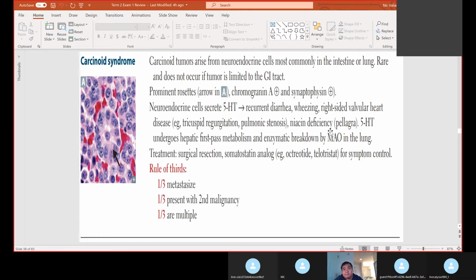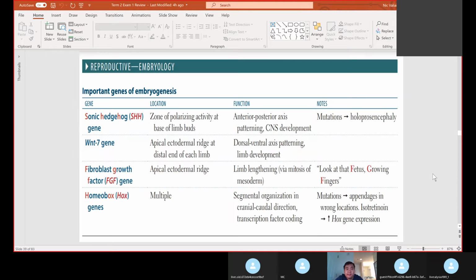Niacin deficiency, don't forget pellagra. More of this in term on your next exam. Okay. Treatment, surgical resection, of course, and you can give somatostatin analog like octreotide for symptomatic control.